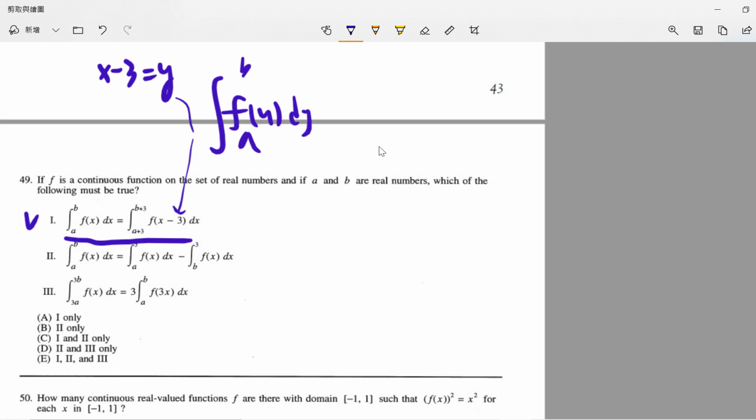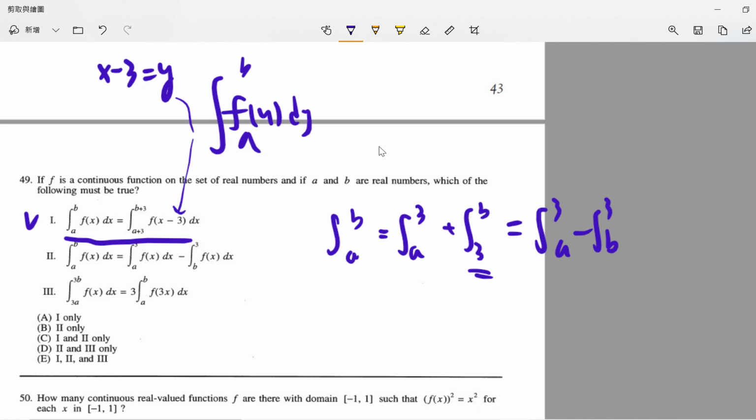So the first one is correct, and this one is also correct because you write ab into a3 plus 3b, and then you change and then this term can be written as 3a minus 3b, right? So the b is correct.